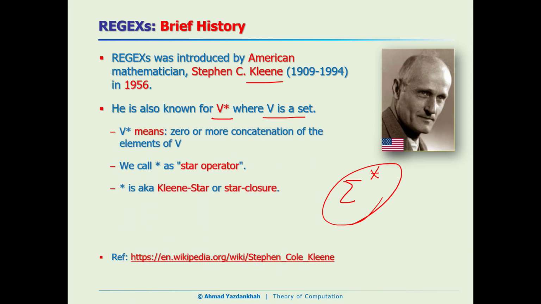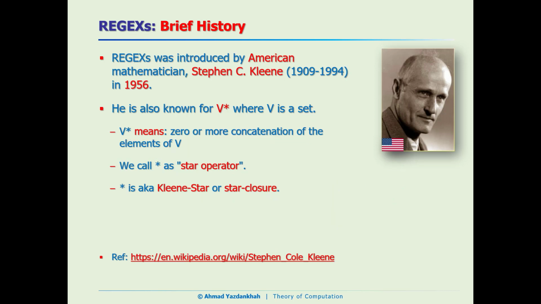And as you know, the V star means zero or more concatenation of the elements of V, or whatever it is, which we used as sigma. In this course, we call this a star operator, but in other articles, you may see Kleene star or star closure. For more information, you may refer to this link.